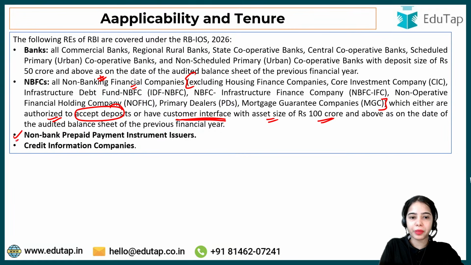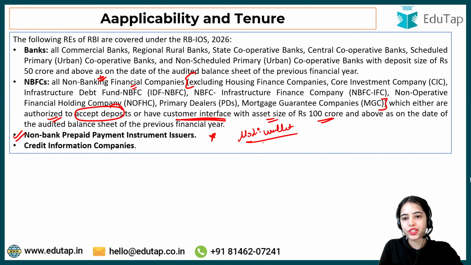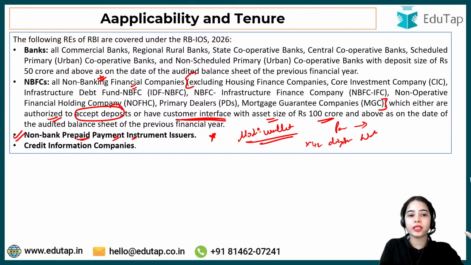Now non-bank prepaid payment instrument issuers, let's say MobiKwik. There is the MobiKwik wallet, right? Digital wallet, or let's say Paytm is providing the digital wallet, or any other entity is providing the digital wallet. So these digital wallets are the non-bank prepaid payment instruments. So non-bank prepaid payment instrument issuers will also be included under the Integrated Ombudsman Scheme. Credit information companies will also be included under the Integrated Ombudsman Scheme. So I hope this is clear.